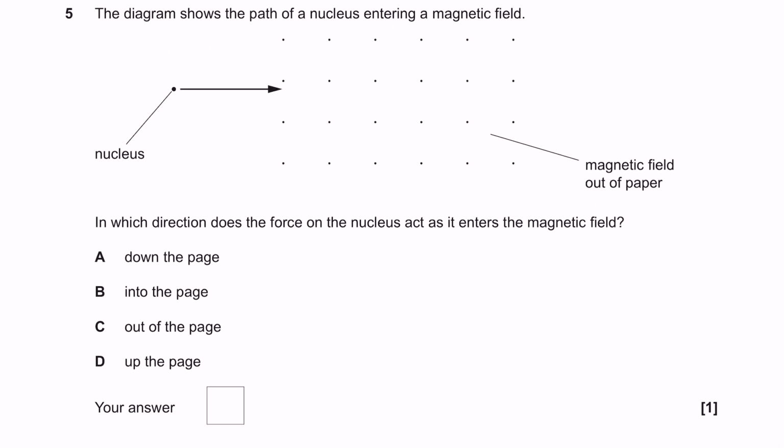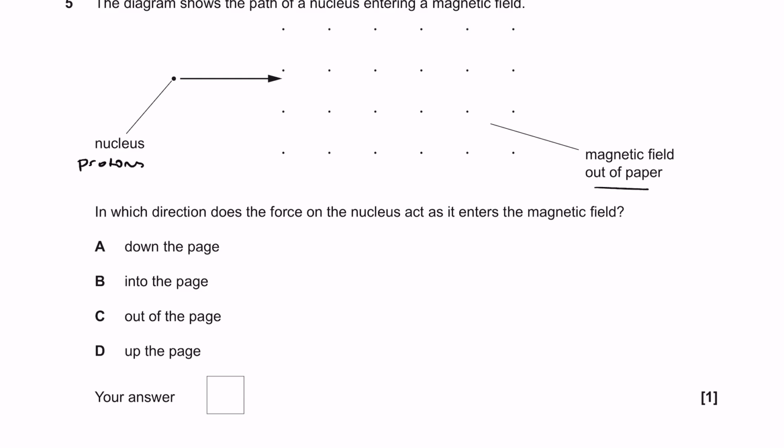Question number 5. We've got a diagram showing the path of a nucleus entering a magnetic field. So remember, a nucleus contains protons, which are basically the only ones that will affect the path, and protons follow the same path as the current does. It says, in which direction does the force on the nucleus act as it enters the magnetic field? And the magnetic field is out of the plane of paper. So if we use Fleming's left-hand rule, we would end up getting A as the answer. You can try it yourself, but it's pretty straightforward.